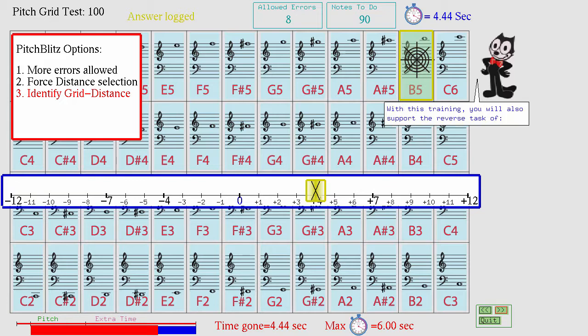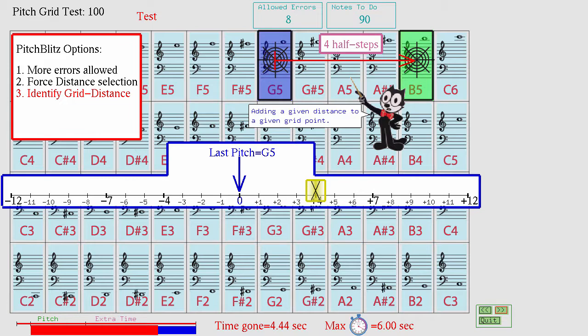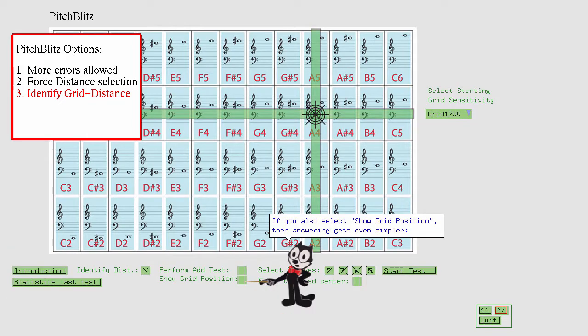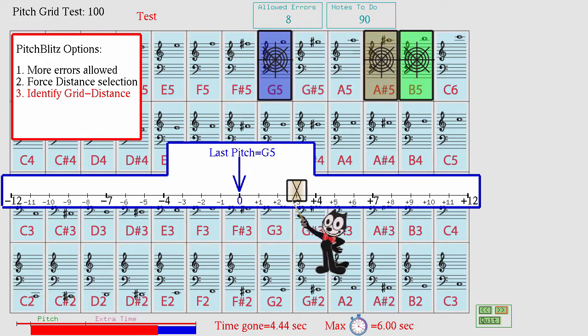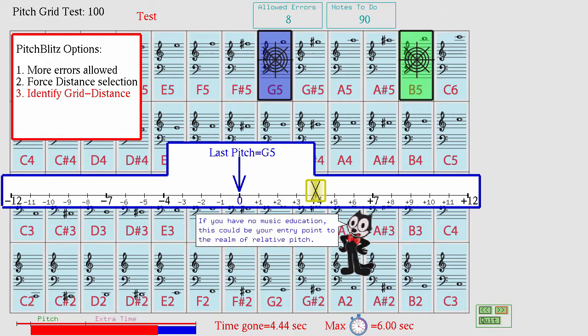With this training, you will also support the reverse task of adding a given distance to a given grid point in the pitch grid test. This reversibility will help you to be faster and score better. If you also select Show Grid Position, then answering gets even simpler. You can just slide the answering handle until the grid position matches the result shown. If you have no music education, this could be your entry point to the realm of relative pitch.